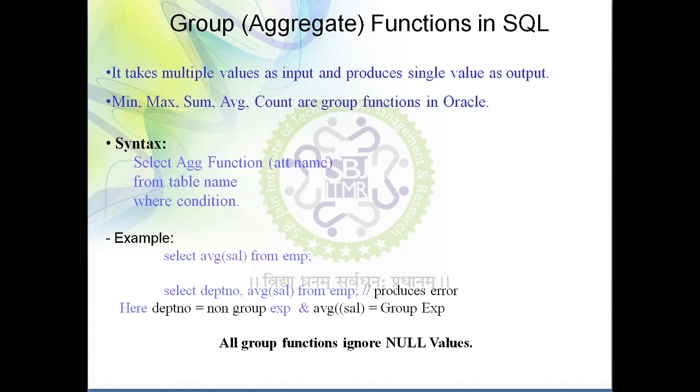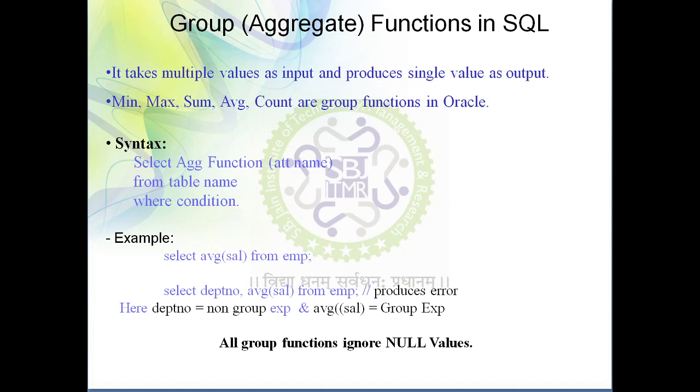So what are the aggregate functions given in Oracle? As we are targeting SQL with respect to the Oracle database, these are the 5 aggregate functions used in Oracle with respect to SQL: min, max, sum, average and count. These aggregate functions are self-explanatory.